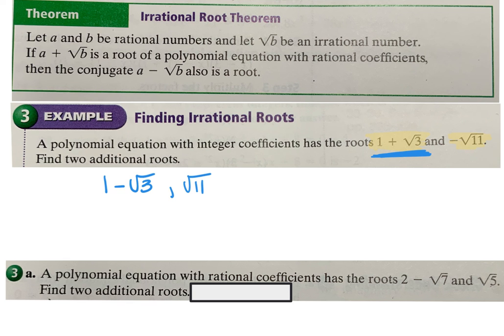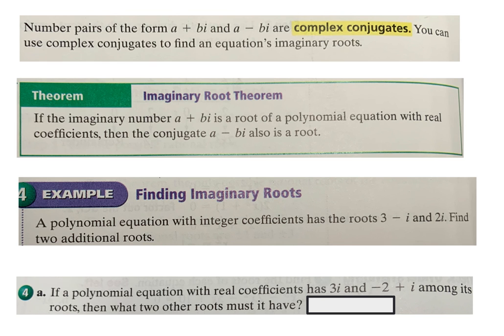So let's look at the imaginary roots, page 332. If the imaginary number a plus bi is a root, then the conjugate a minus bi is also a root. Complex conjugates just means conjugates with imaginary numbers in them. This is saying the same thing. If you have an imaginary root, it will also have a conjugate that is also a root, for the same reasons. A polynomial equation with integer coefficients has the roots 3 minus i and 2i.